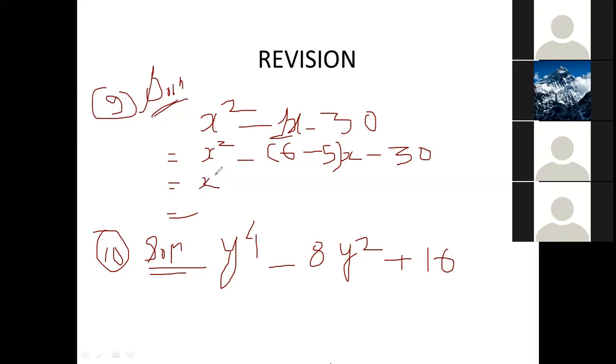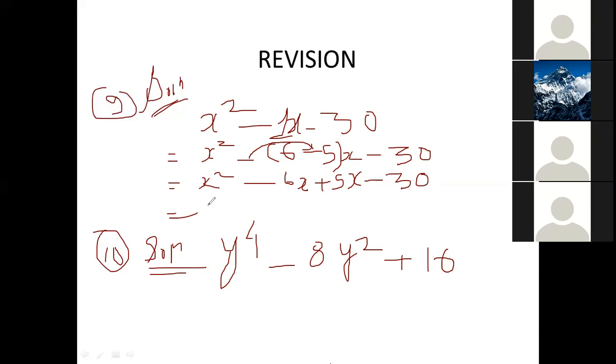Open the bracket. X square minus 6x plus 5x, and this and multiply. Most of the students make a mistake here. Minus here will become plus. When you remove the bracket, don't forget to multiply by the sign. Minus 30. Right? How many terms are there now?